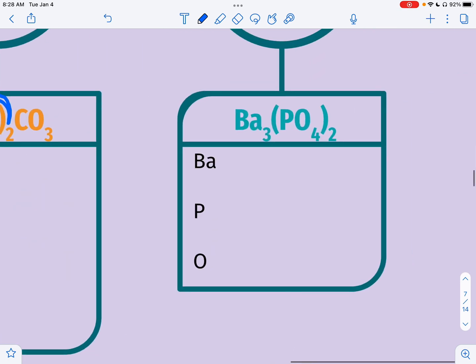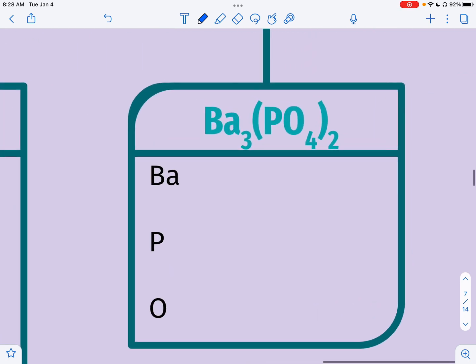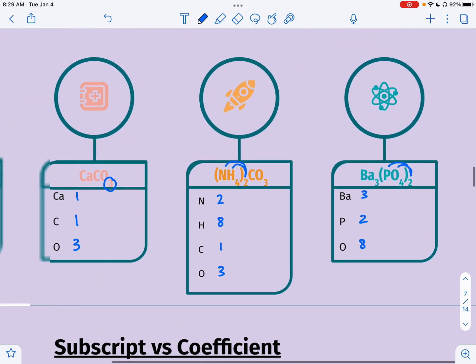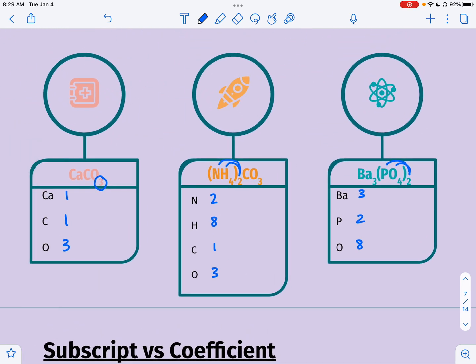All right, taking another look, we have a subscript after barium, so that's going to tell me that there are 3 bariums. The 2 gets distributed inside the parentheses, so 2 phosphoruses and 8 oxygens. Now, if you need to, pause the video at this point and review some of these things, and do a couple practices on your own. This is the essential thing to know and understand before we can balance our equations.